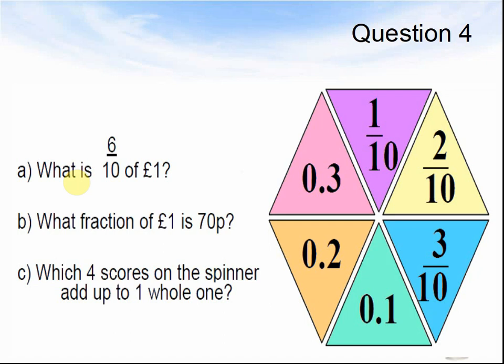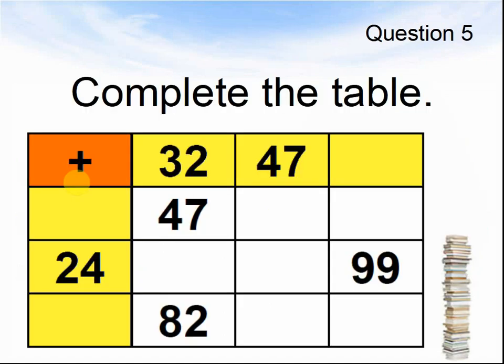Here comes question 5. Complete this table using addition. So, 32 plus something makes 47. 32 plus something makes 82. 24 plus 32 makes something. 24 plus 47 makes something. Pause the video until you are ready for question 6.